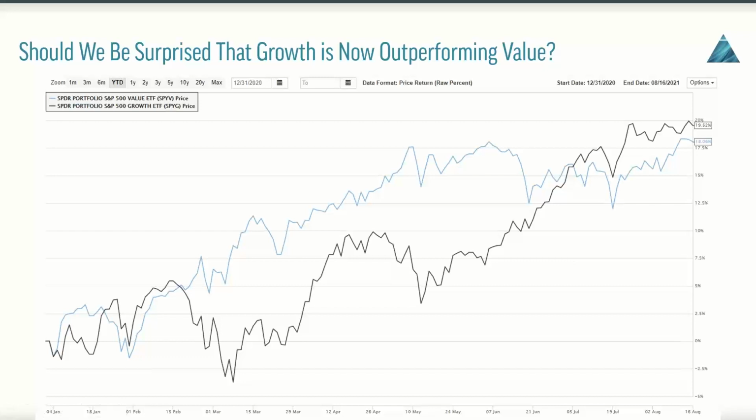So where I'm going with this is, should we be surprised that growth is now outperforming value? While everyone on CNBC, Wall Street Journal has continued to say, continue to buy all the value names, continue to maintain the barbell strategy, we've had this just monster rally in growth. And you can see that as of year to date, in terms of actual ETF performance of the S&P 500 value versus growth, growth actually overtook value sometime around the 4th of July. And it still continues to outperform value at this point.